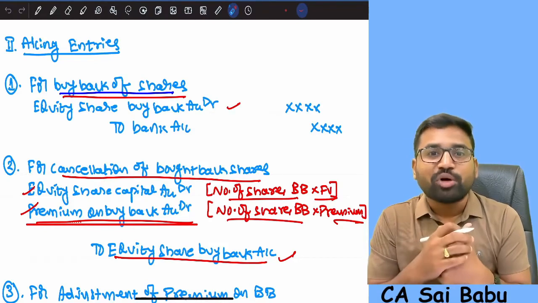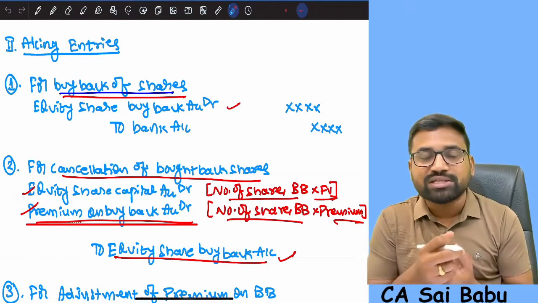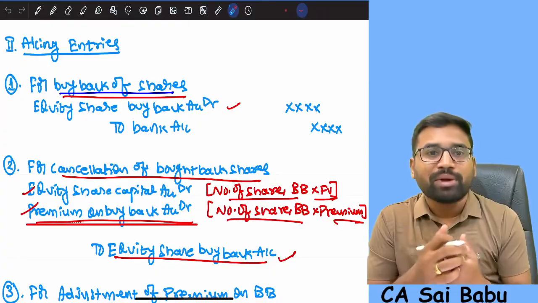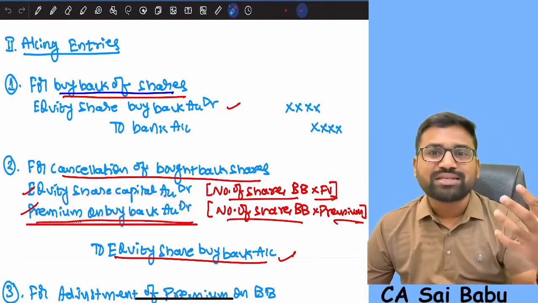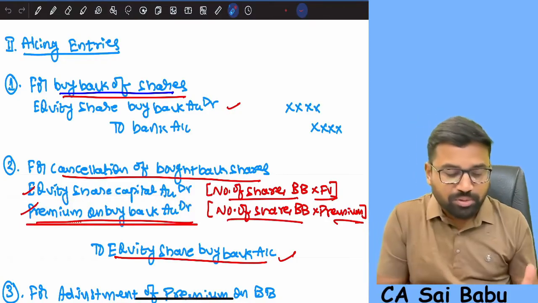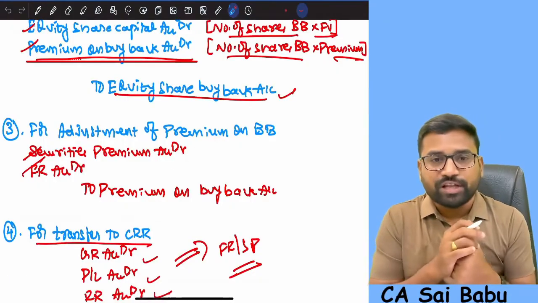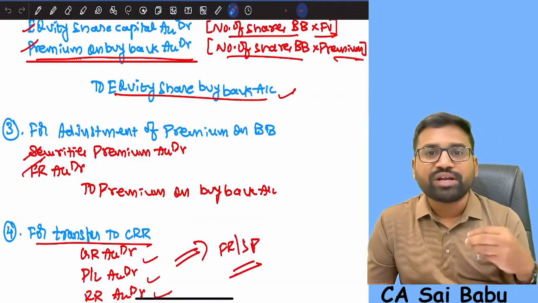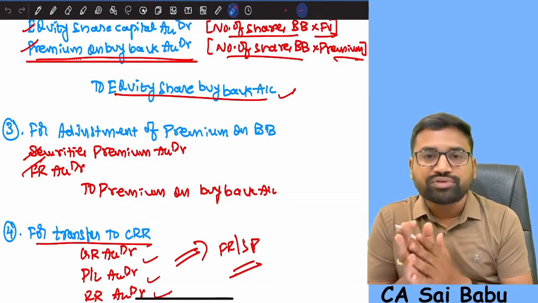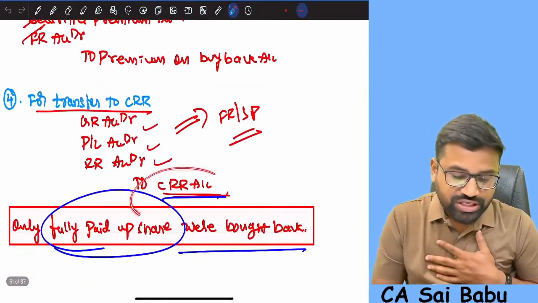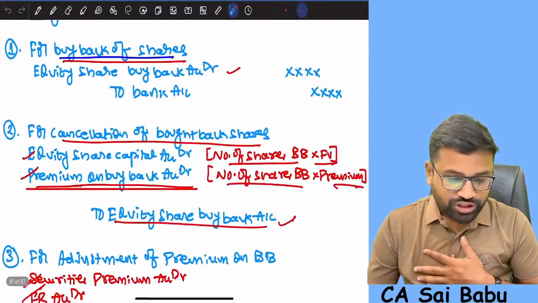Next, cancellation of bought back shares. Whatever the shares we bought back, sir, we will cancel them. Whenever we cancel any bought back shares, equity share capital account debit, premium on buyback account debit to equity share buyback account. See, this premium on buyback. Generally, when we purchase any shares above the face value, that is premium on buyback. So then this premium will be adjusted against securities premium or free reserves and transferred to CRR. Whenever we depend upon the free reserves or securities premium for buyback of securities, then to the extent of the nominal value of shares bought back, we must transfer from free reserves to CRR and make sure that only fully paid up shares are bought back and cancelled. So these are the entries.